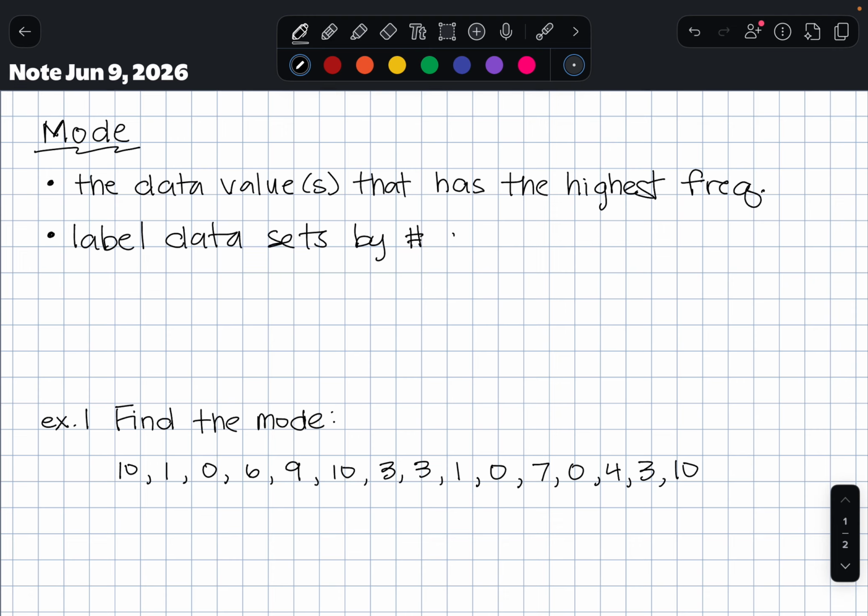The reason we might want to do this is because modes, data values with the highest frequency, tend to correspond to peaks in my graph. And where those peaks are located determines the shape of the data, and the shape of the data determines how we treat it mathematically when we go to make inferences. So knowing where those peaks are, where those modes are, is important.